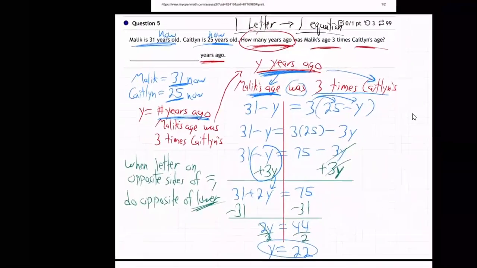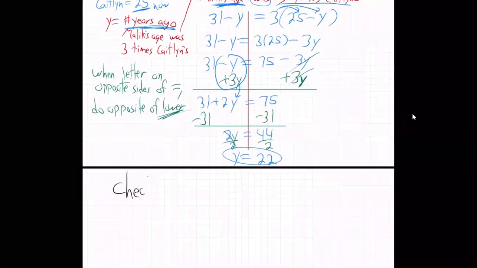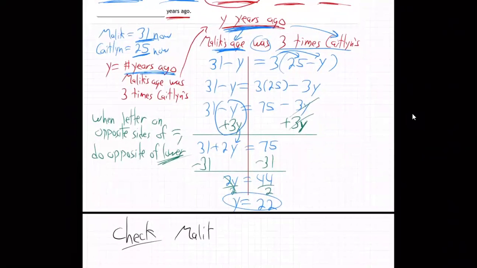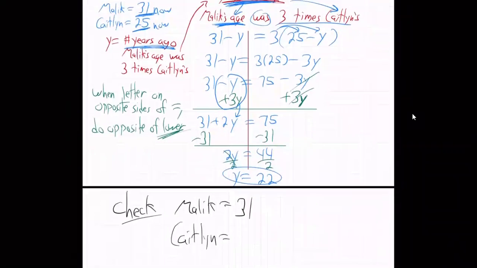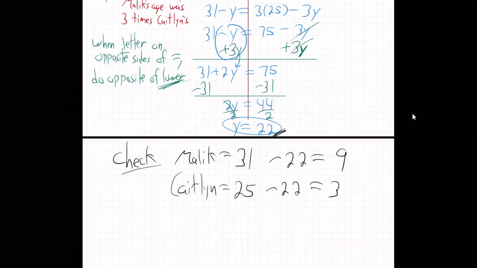You can check it out, by the way. Not required, but in the middle of a test, it might be nice just to know you get the right answer. Let's check it. So how old is Malik? Malik is 31. Caitlin is 25. And then 22 years ago. Minus 22 would be 9. Minus 22 would be 3. Yeah, look at that, 3 times.